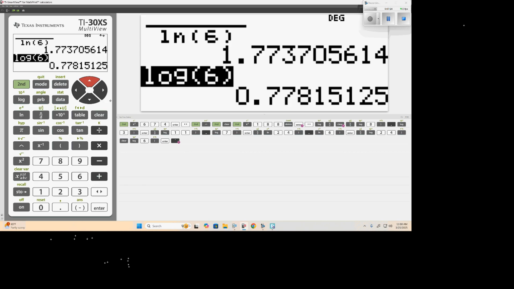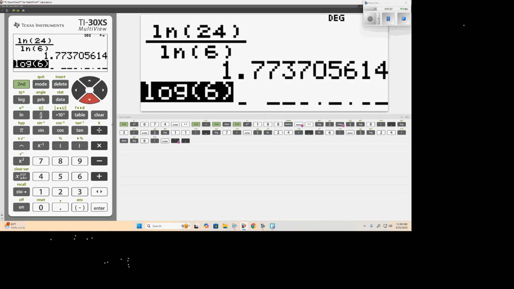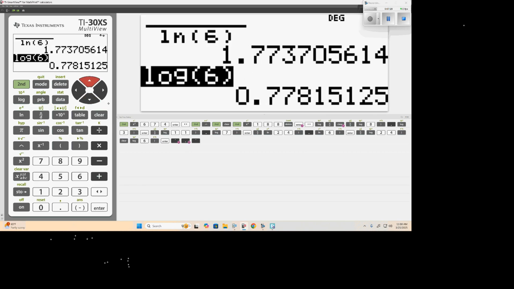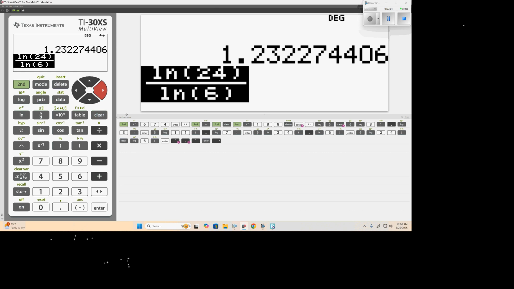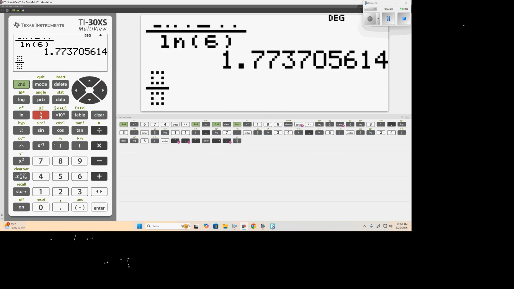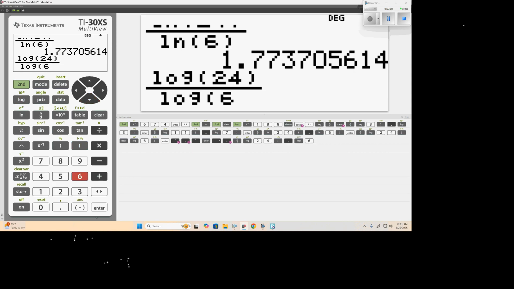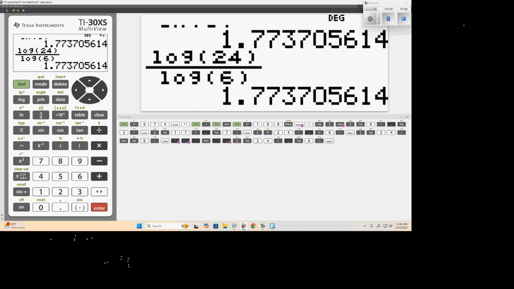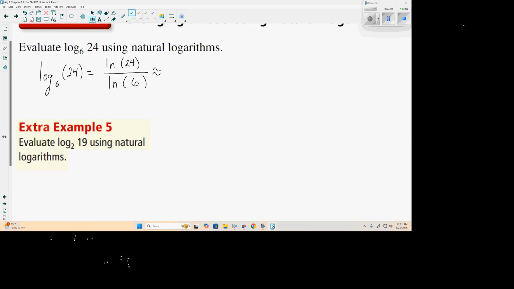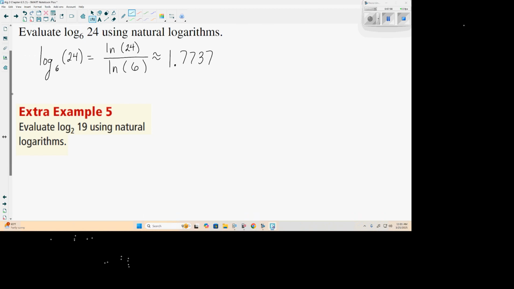Okay, we got that. Let's try again. Log of 24 over log of 6. We get the exact same answer. It is the same thing, 1.7737. Questions on this here?